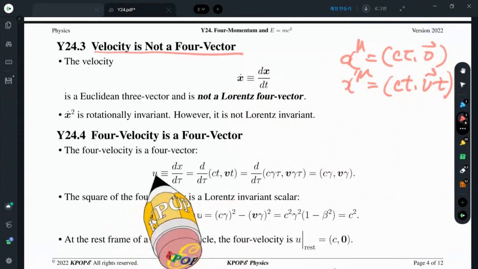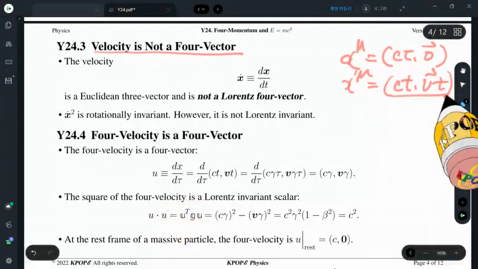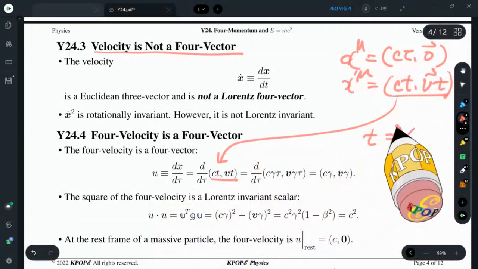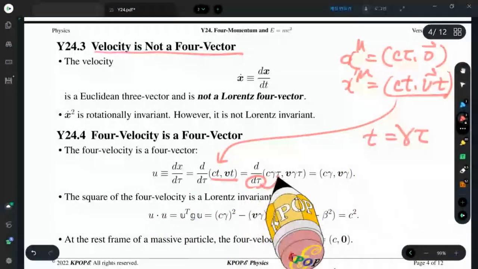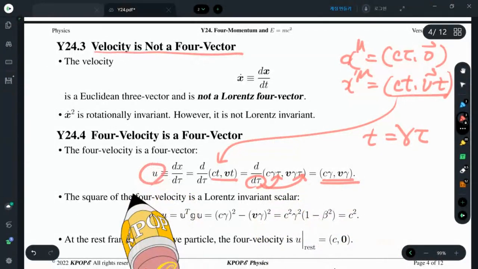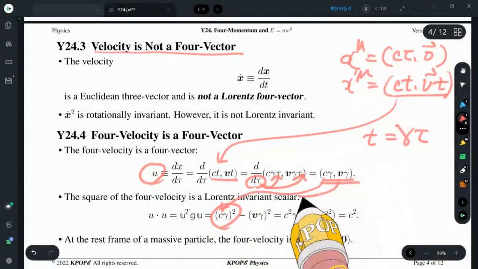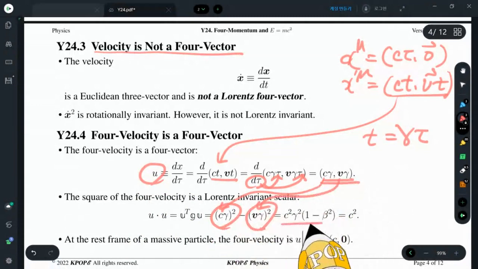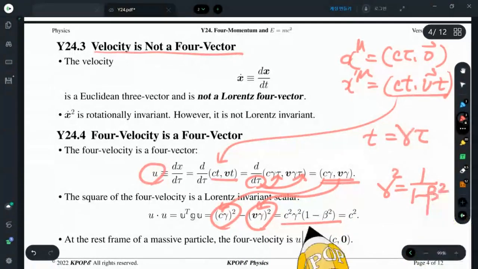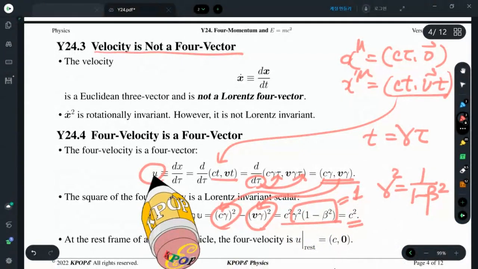Why don't we compute the proper time derivative? Use this. You will find, because t equals gamma tau, this tau disappears, and this is for velocity. Why don't we square this, time component squared minus spatial component squared? You will find gamma squared equals 1 over 1 minus beta squared. So this is always 1. So it is invariant.